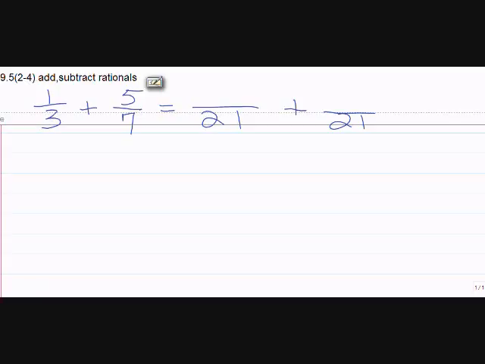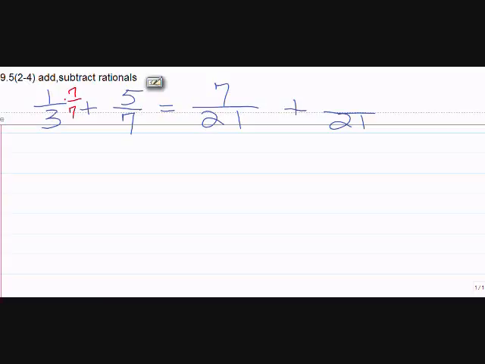So what I did was I said, okay, I got to multiply 3 times 7 to get 21. So I need to multiply 1/3 by 7/7. So 3 times 7 is 21. 1 times 7 is 7. The reason that I multiplied by 7/7 is I don't want to change the value of 1/3. So I multiply by the number 1, and that number 1 is, again, 7/7.